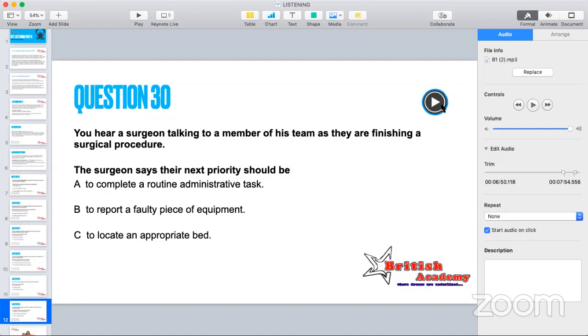Then at the end, she says, do we need a bed at HDU? Many people get confused over here when they hear the word bed. They automatically think the right answer is C. She says, do we need a bed at HDU as things are normal? Then the doctor says everything has been well, so a ward bed would be fine. Most of the people do choose C, but I'm really happy with you people. You have chosen B. The right option over here, the priority which he says do it right now, is to report a faulty piece of equipment, which was the ultrasonography machine.